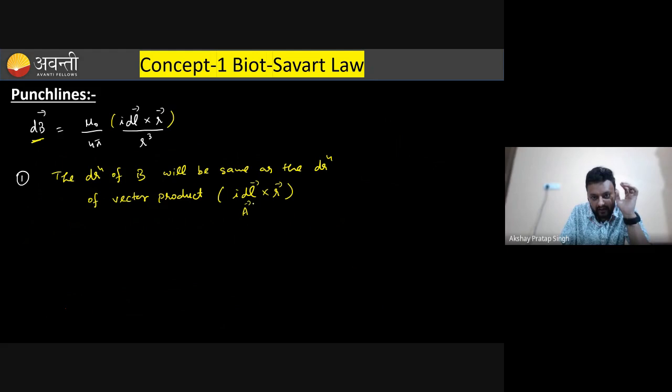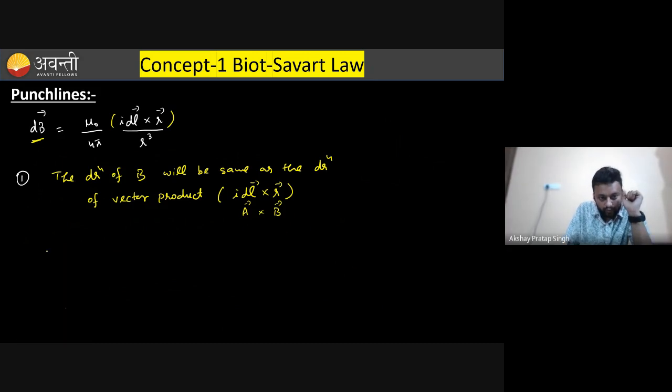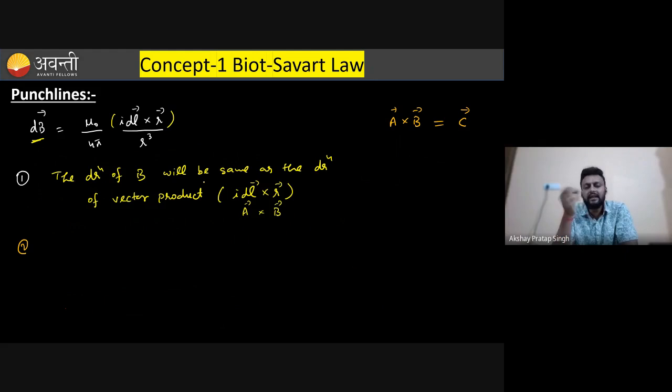Let's suppose this is vector A, this is vector B. Clear? This is the first point you should remember. Now there is a second point, a second punchline. This is again related to vector product. For example, if I do a vector product A cross B, let's suppose the result comes out to be C.